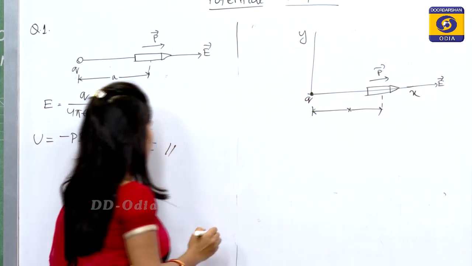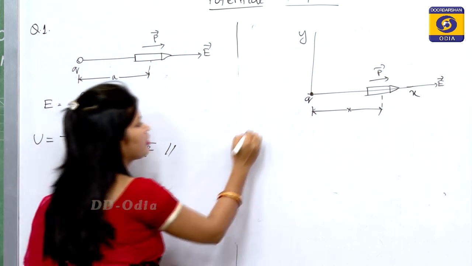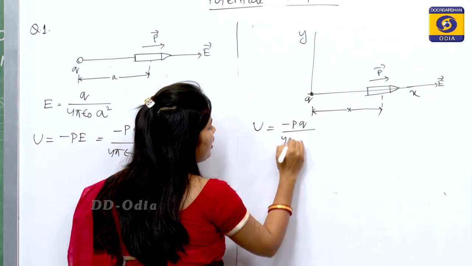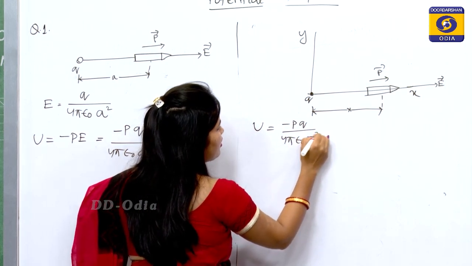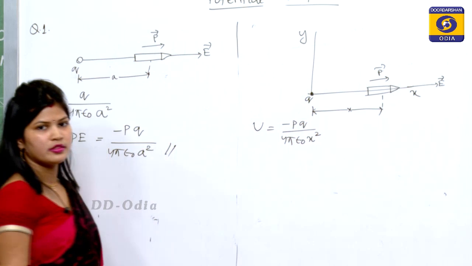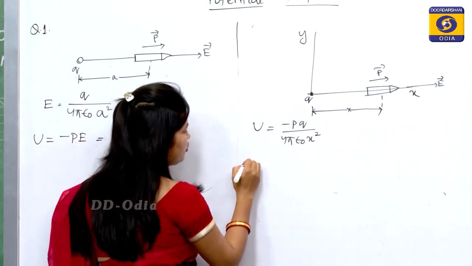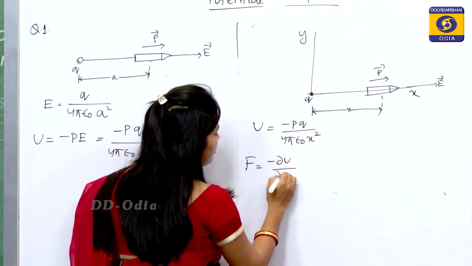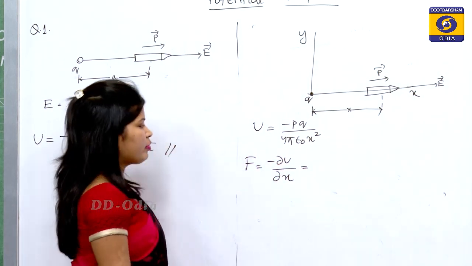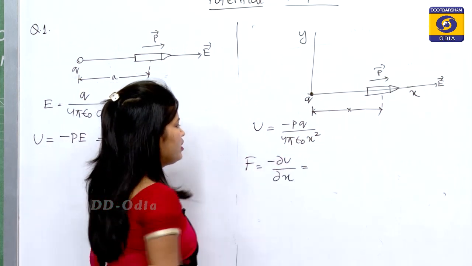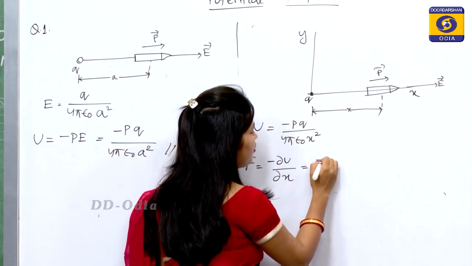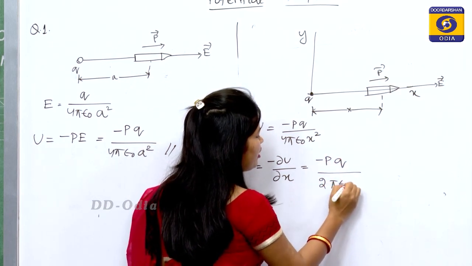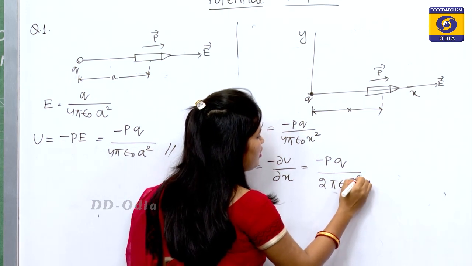We found that the energy U is equal to minus P q upon 4 pi epsilon naught x square, because the distance is x here. So, the formula for force is minus del U by del x. Differentiating the energy, we get minus P q upon 2 pi epsilon naught x cube.